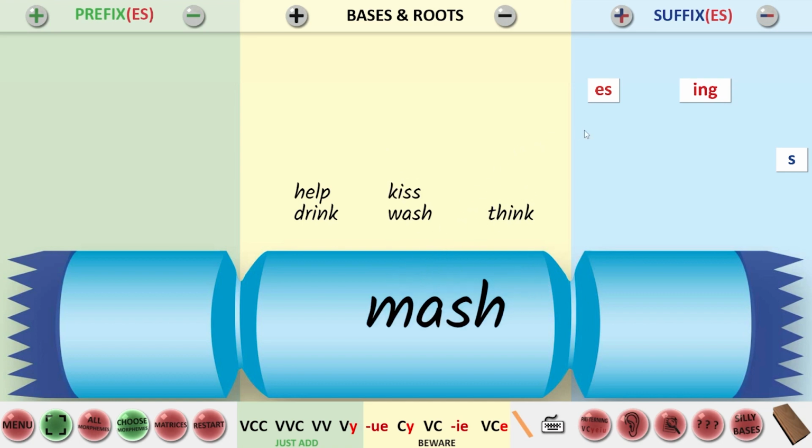Mash. Ask the student which suffix they could use. Yes, we could put the ES suffix down. Mash becomes mashes. Mash becomes mashing. But we can't have mash becoming mashes like that. We need that ES suffix. And then you can just simply work through all the other base word and suffix combinations. Remember to follow this up with some work in the book with your student afterwards.